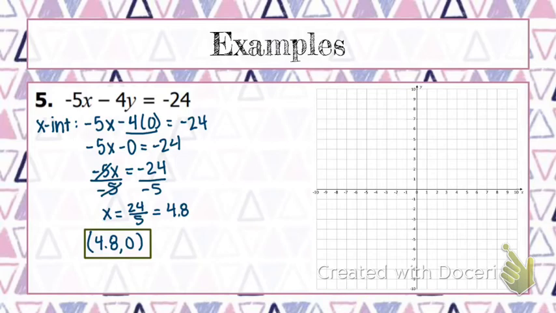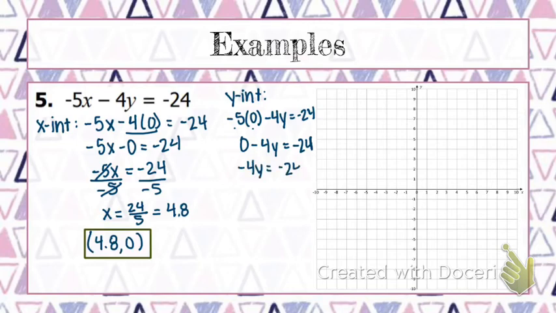All right, y-intercept time. For the y-intercept, we replace x with 0. So negative 5 times 0 minus 4y equals negative 24. So we have negative 5 times 0 is 0, minus 4y equals negative 24. And then 0 minus 4y is just negative 4y equals negative 24. Divide both sides by negative 4 to get rid of that. And we get y equals positive 6. And so the y-intercept is 0, 6.